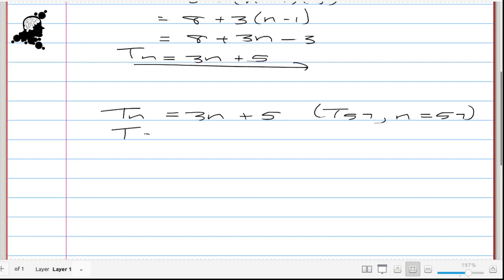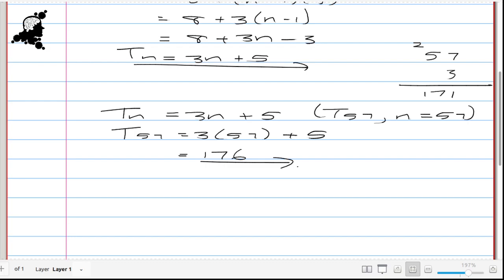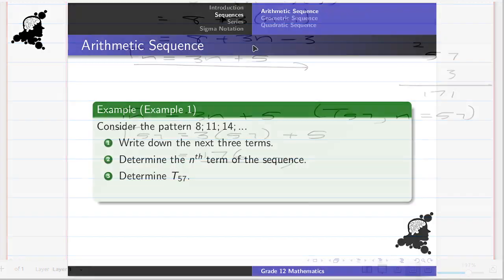So T57 is going to be equal to 3 times 57 plus 5. Let me just do it on the side, 57 times 3. So 7 times 3, that's 21. Carry the 2. 5 times 3, that's 15. 15 plus 2 is 17. So my answer is 171, plus the 5. This gives us 176 as term 57. I hope and trust that this made sense. Let's move on to the next question.